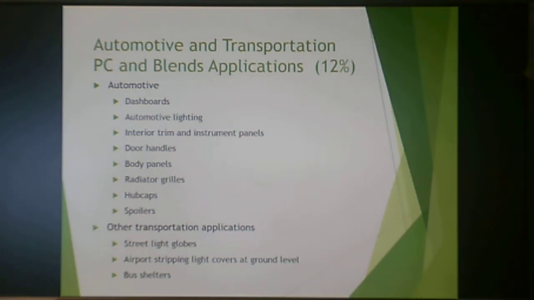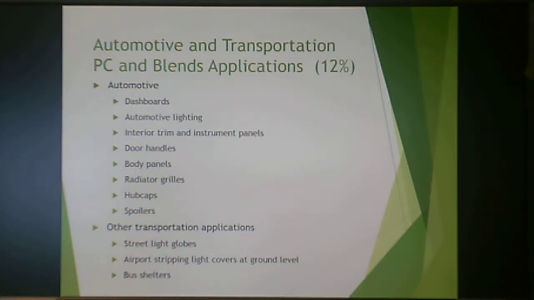They're used extensively in automotive and transportation applications: dashboards, lighting, especially the lenses on fog lights or headlights. They have to be clear, but they have to withstand impact of, say, really big bugs or rocks coming up from the road. They're used in interior trim and instrument panels, door handles, body panels, radiator grills. Radiators get a lot of impact, and so the polycarbonate is good for that.